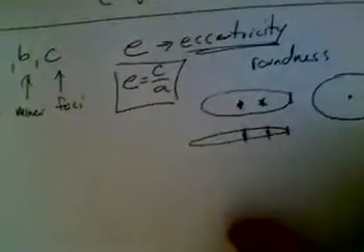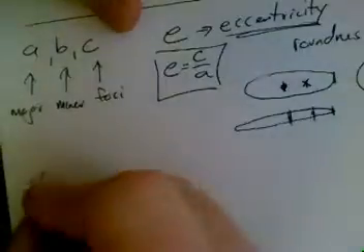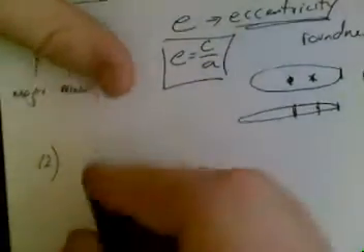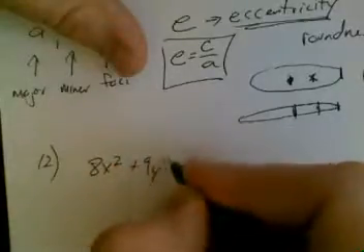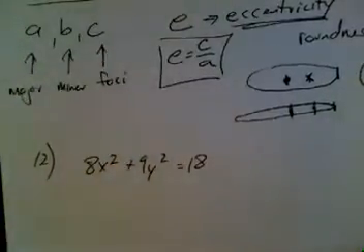So, let's go ahead and look at the number 12 example for eccentricity. It says, find the eccentricity of this ellipse. This is the ellipse that I'm playing with. And it says, again, find the eccentricity. Well, how would I find the eccentricity of this ellipse?